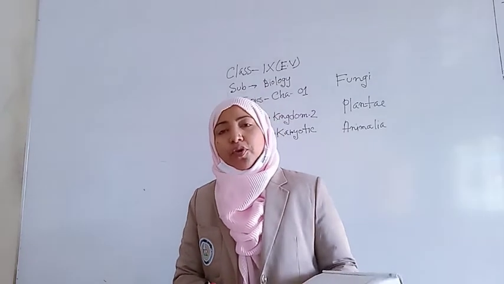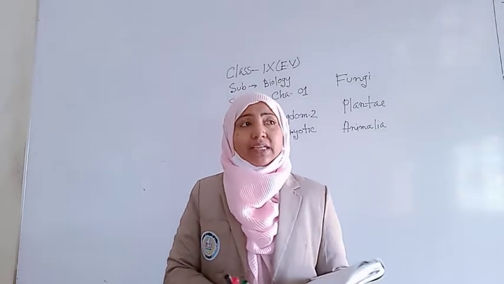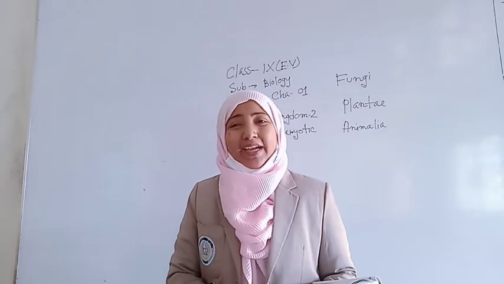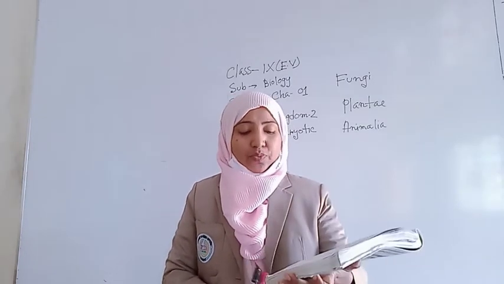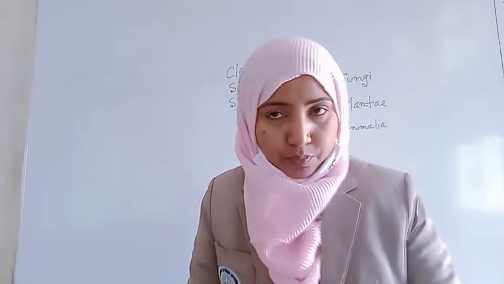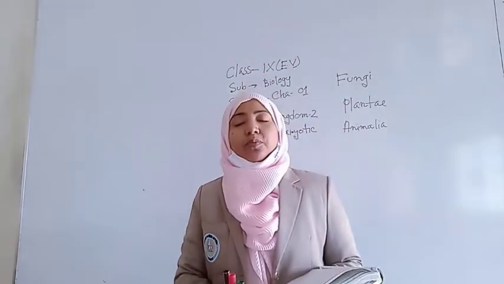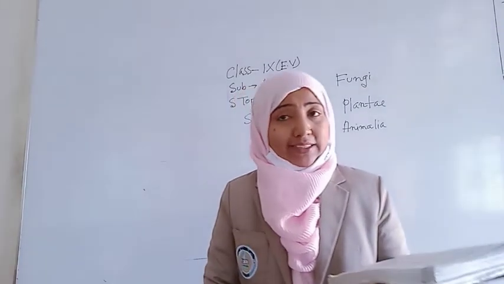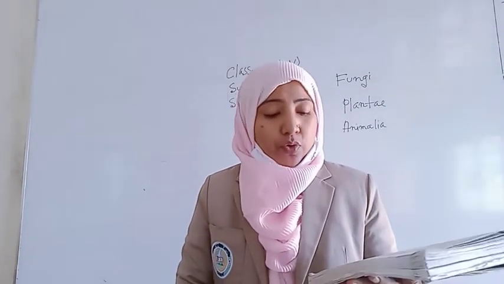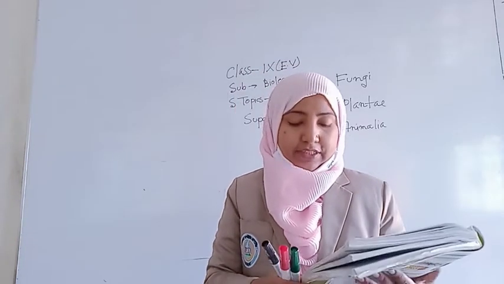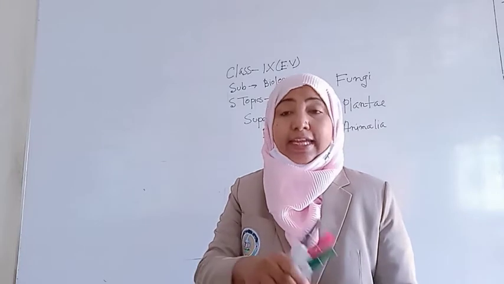Super kingdom prokaryota, in the previous class we also explained the idea. Super kingdom 1 has only one kingdom, Monera. And super kingdom 2, the eukaryota, has four kingdoms. Kingdom 2 is the protista, kingdom 3 is the fungi, then plantae and animalia.